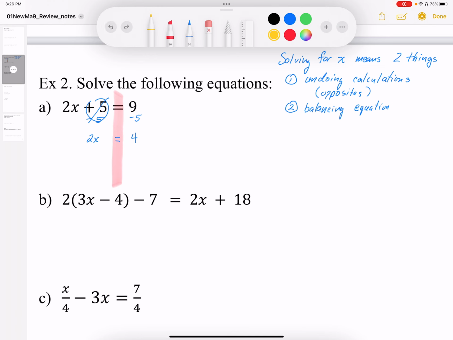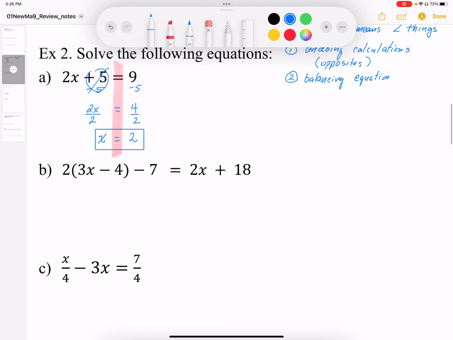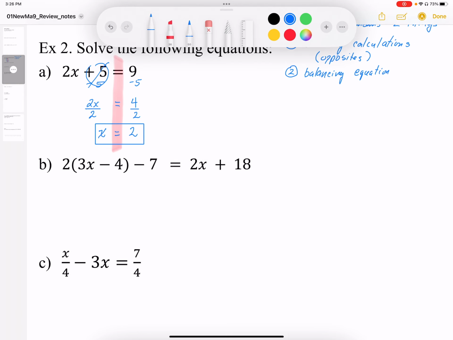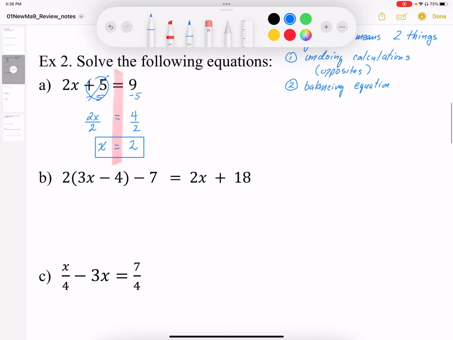Okay, so then the last step here then is to solve for x. I'm going to get rid of the times with the divide. So I'm going to divide by 2, and I'm going to balance by dividing both sides by 2. On the left-hand side, I have 1x, so that's the idea. I want to get x by itself. And on the right-hand side, 4 divided by 2 equals 2. So there's my answer, x equals 2. So this is the idea. We're going to balance, undo, and balance.